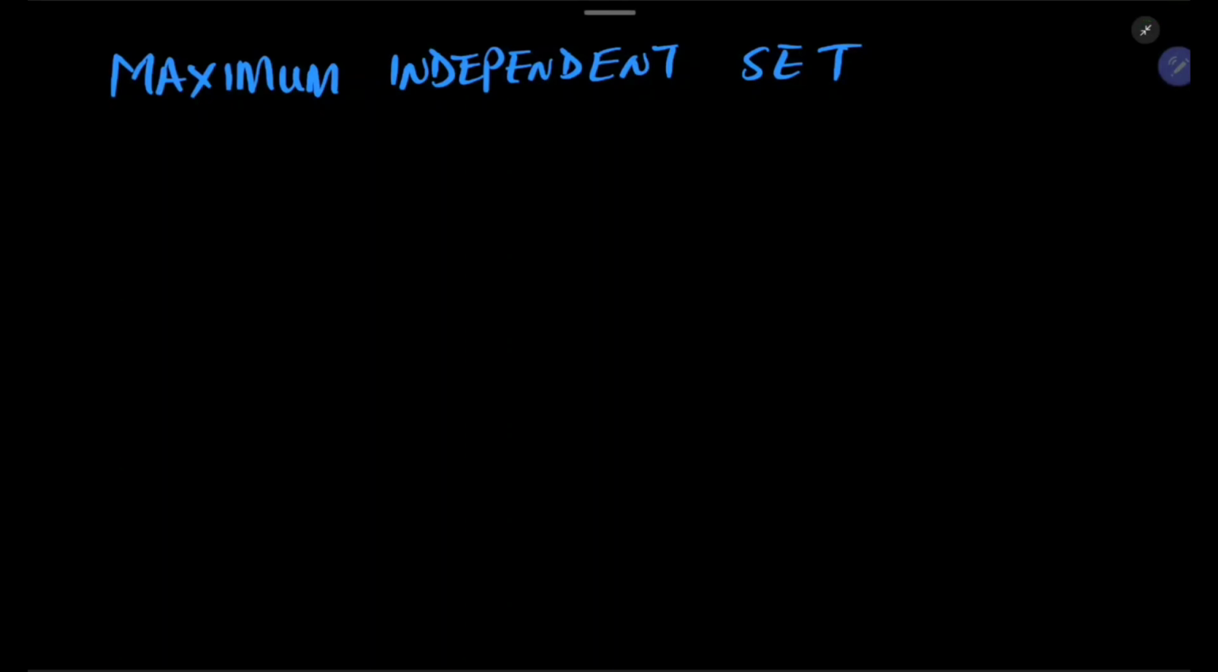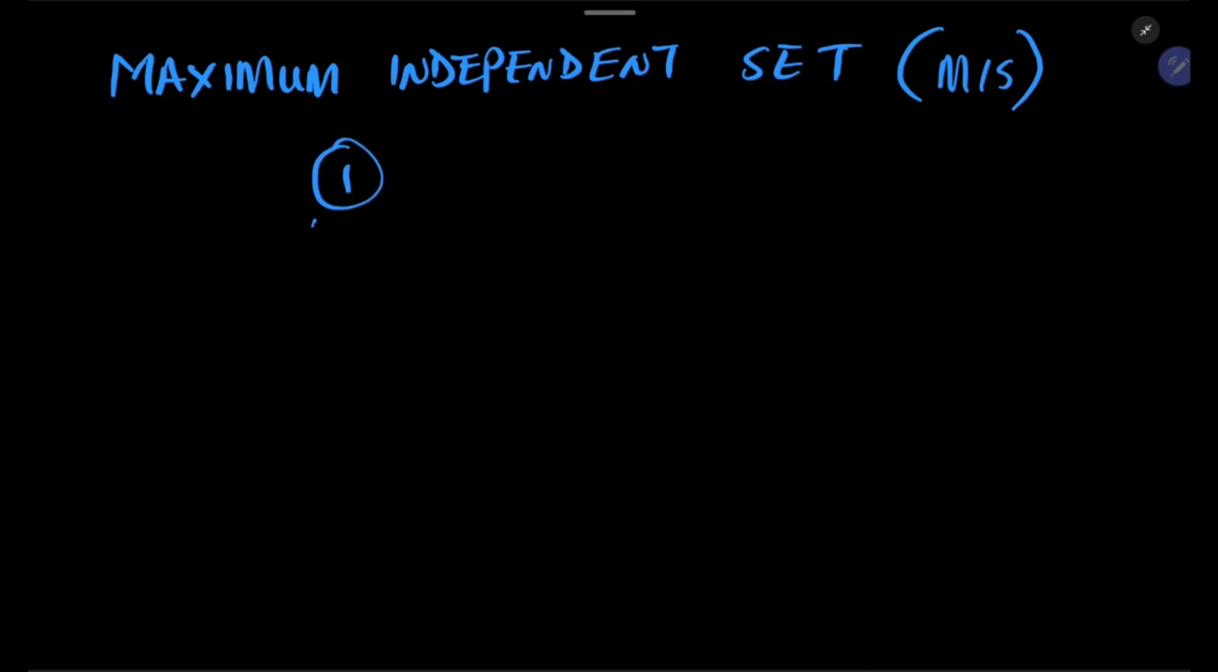Today we'll be talking about maximum independent set. A maximum independent set, we're going to be calling it MIS for short, in a graph, is a subset of all the vertices of maximum size such that no pair of these vertices in the subset are connected through an edge. Let's grab a quick example.